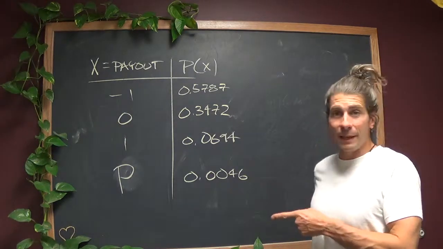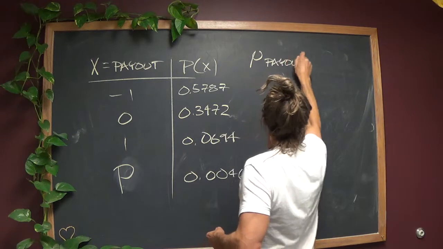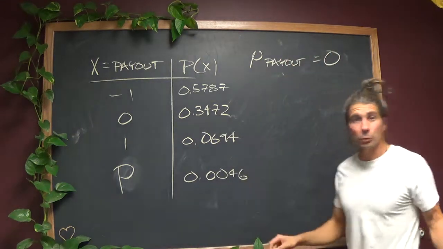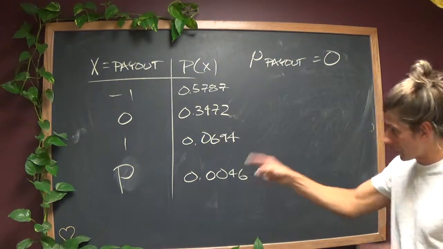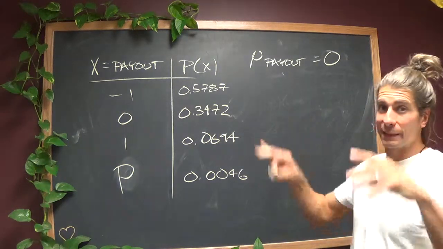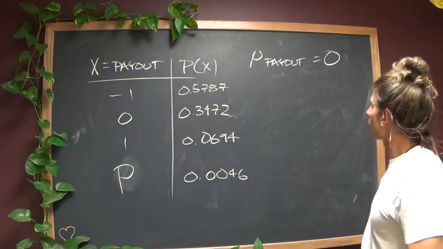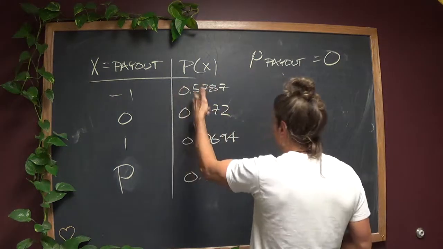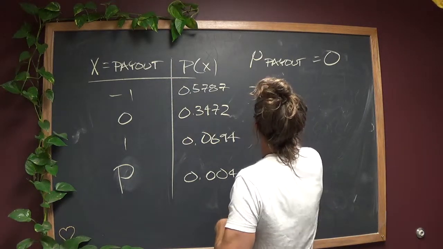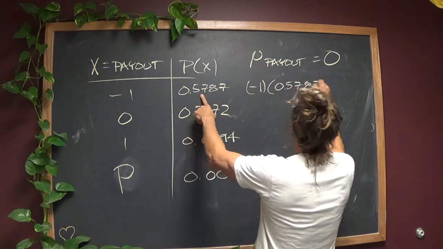What would that have to be to make the average payout 0? In order to make that 0, what would the big payout be? And we'll see why this is important momentarily. It actually goes well past the idea of simple Chuck-a-Luck. So the way we do this is we take every payout times its probability. So you lose $1 57.87% of the time.